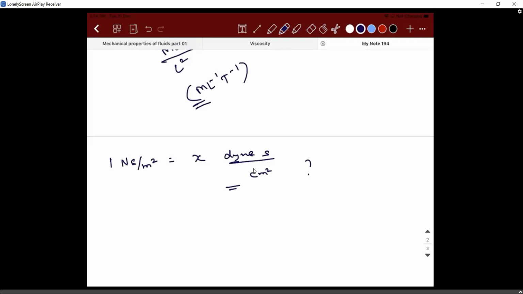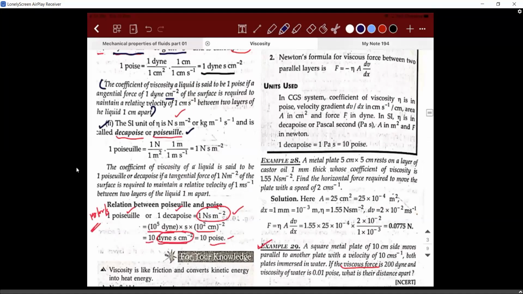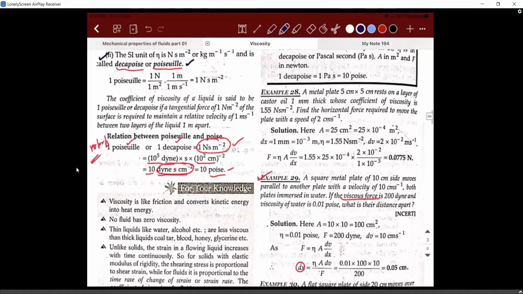Is x coming out as 10? Right. So this dyne second per centimeter square is poise. X is 10. So 10 poise is what we call decapoise, and this is also called Poiseuille. I hope you're clear. So it is going to be 10 poise.